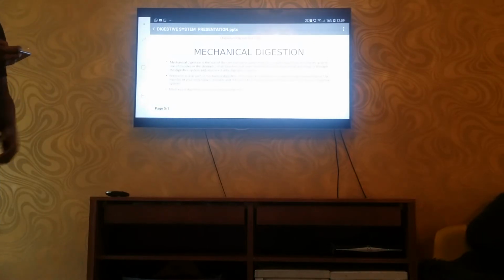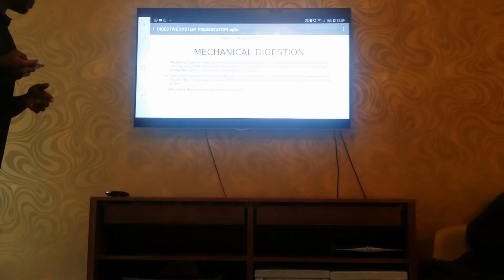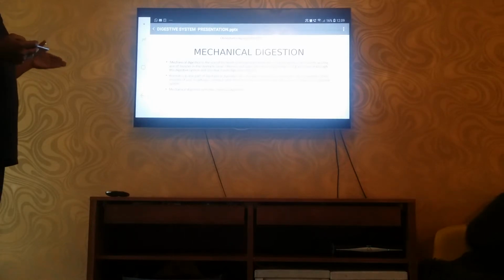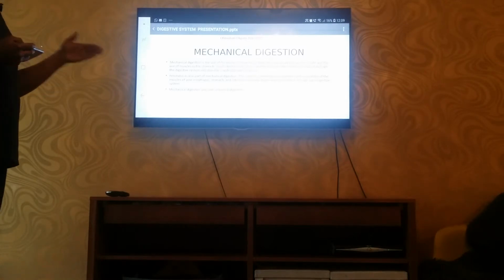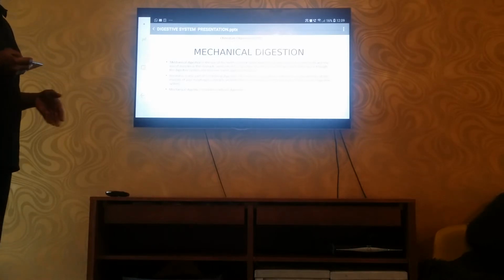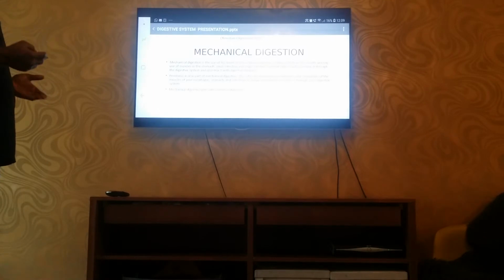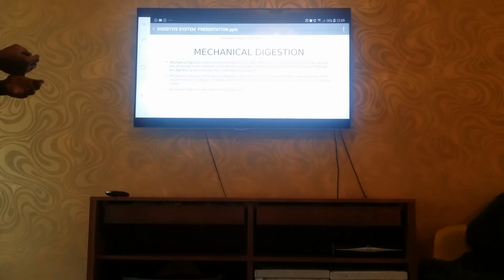The second type of digestion is mechanical digestion, which, as we know, is the opposite of chemical digestion. Mechanical digestion is the use of teeth to break down food into smaller particles in the mouth, and the use of muscles in the stomach, small intestine, and large intestine to break down food and move it through the digestive system and also mix it with digestive enzymes.